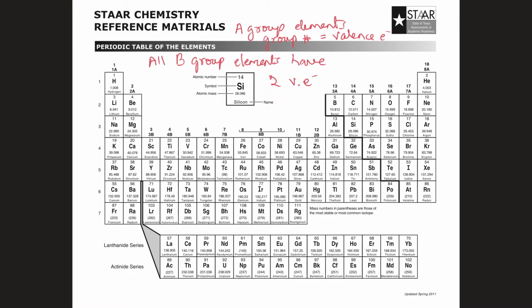And I want you to notice a pattern. Elements that are in the same period have the same core number of electrons. So sodium has 10 core electrons, so does magnesium, so does aluminum, so does silicon, so does phosphorus, sulfur, chlorine, and argon. They all have 10 core electrons. What's changing is the number of valence electrons.